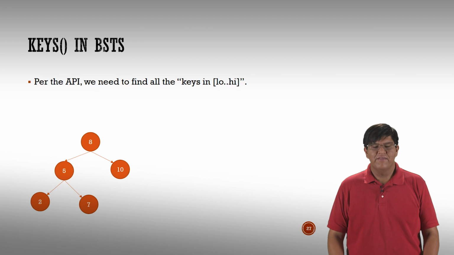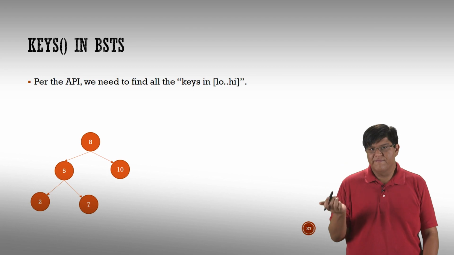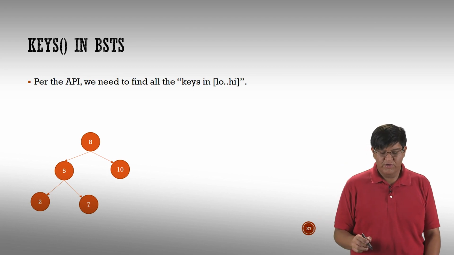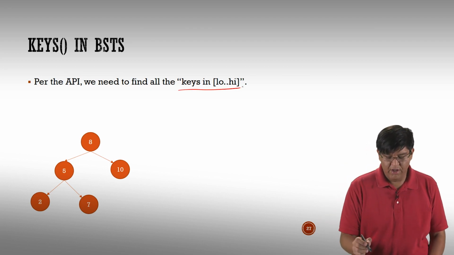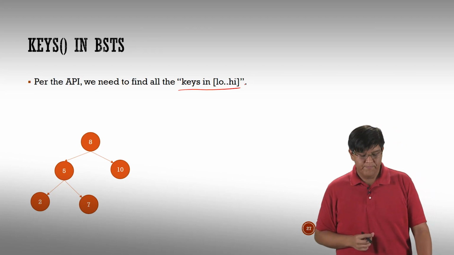Hey folks, in this video I want to discuss the keys operation. So the keys operation is one of the final ones defined in our interface for the symbol table ADT. The purpose of this method is to return all the keys from low to high, which is a closed interval.